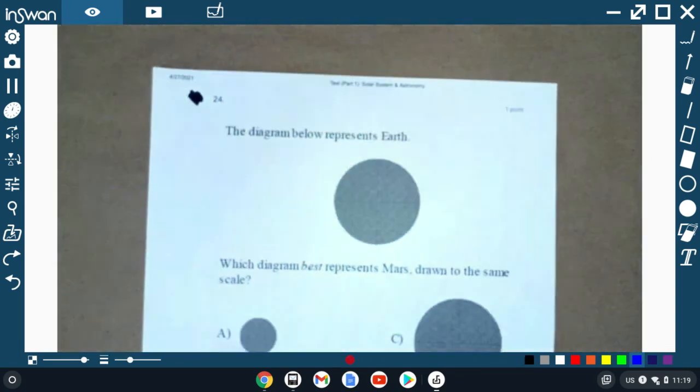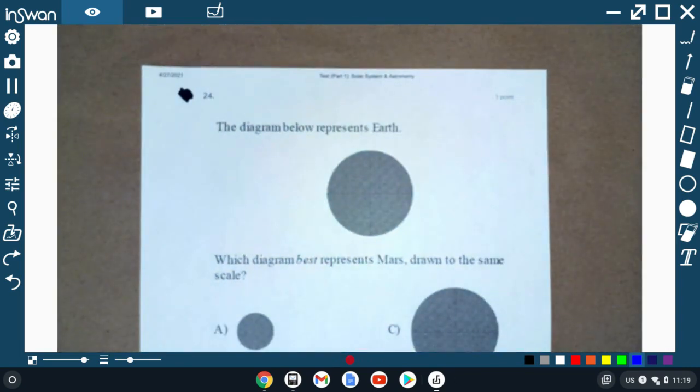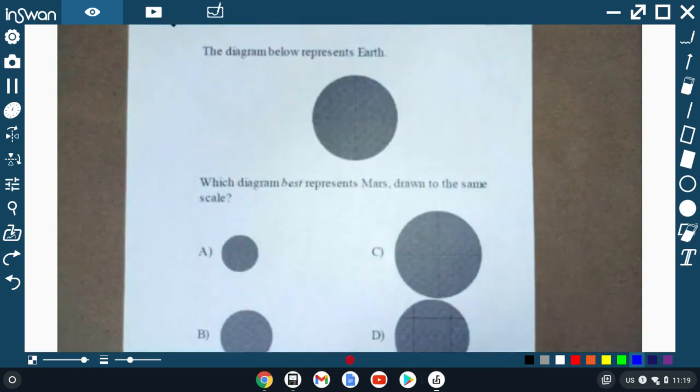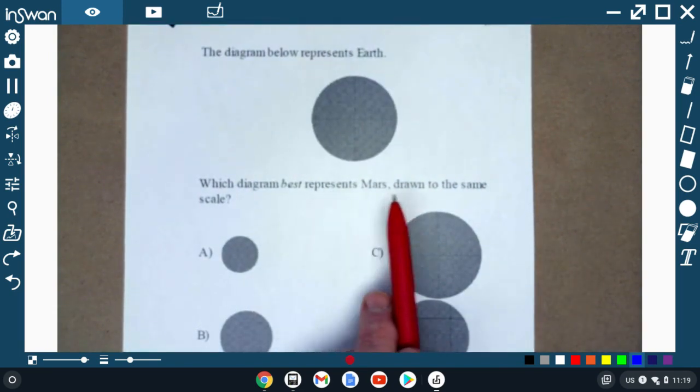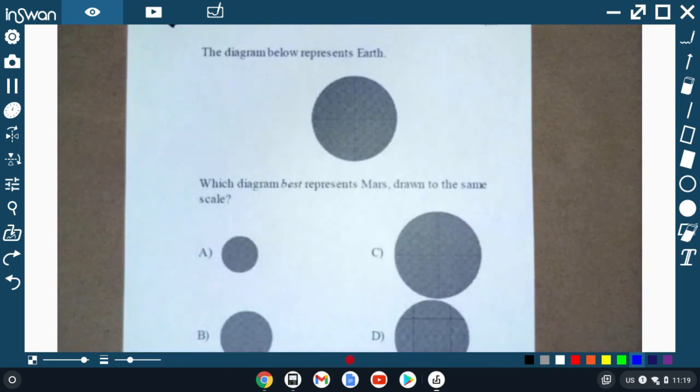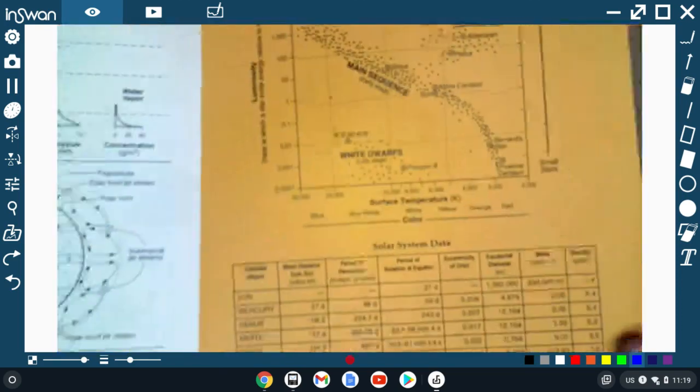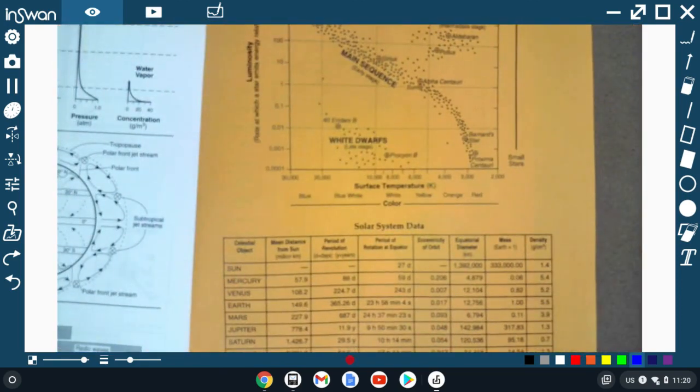The second last question. So here's a diagram, and it represents Earth. So it's kind of the size of Earth. The question is, which diagram best represents Mars drawn to the same scale? So if you look to your page 15 on the Earth science reference table, you will notice that Mars is not the same size as Earth. So let's go here. So here we go. Let's take a look at Earth and Mars. They're right next to each other.